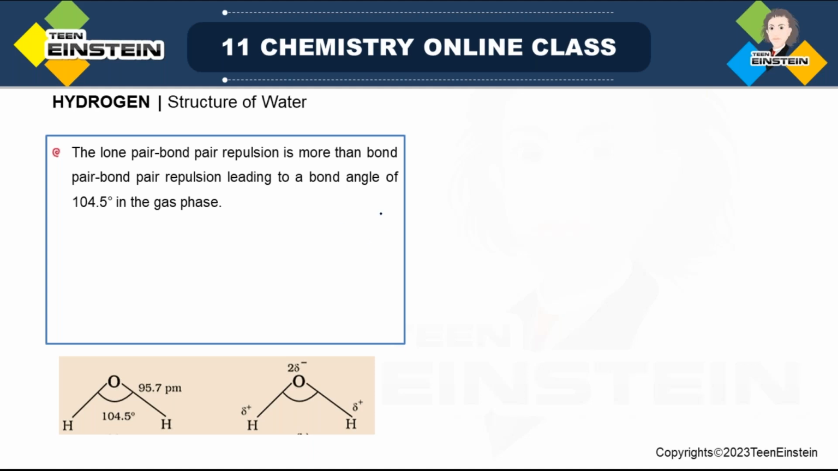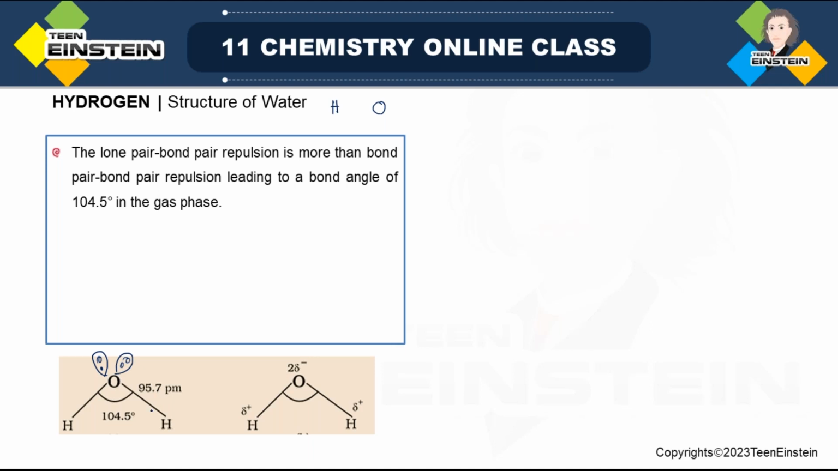Structure of water. So in water there are basically two elements. One is hydrogen, another one is oxygen. So there are two hydrogens and one oxygen. So here you can see the structure. It has a bent structure and then there are two lone pairs present over oxygen.